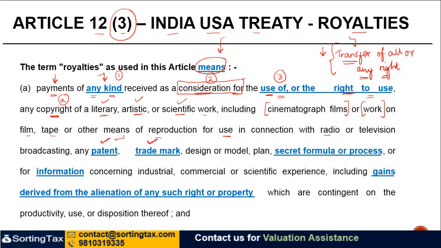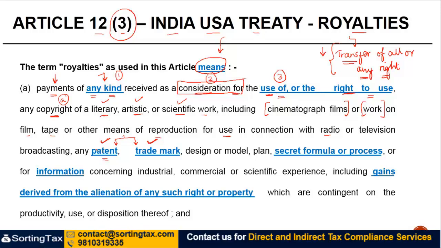Now both these patent and trademark may be registered or unregistered, that doesn't make a difference. When we talk about a patent, this has to be differentiated from a patented product, right? So if you buy a particular mobile handset, you're buying a patented product. You're not buying a patent, right? Design or model, plan, secret formula, or process.